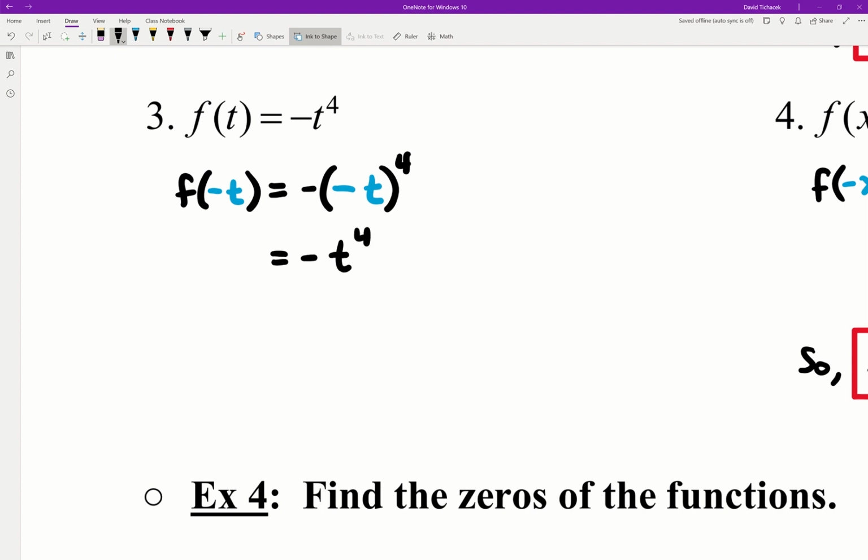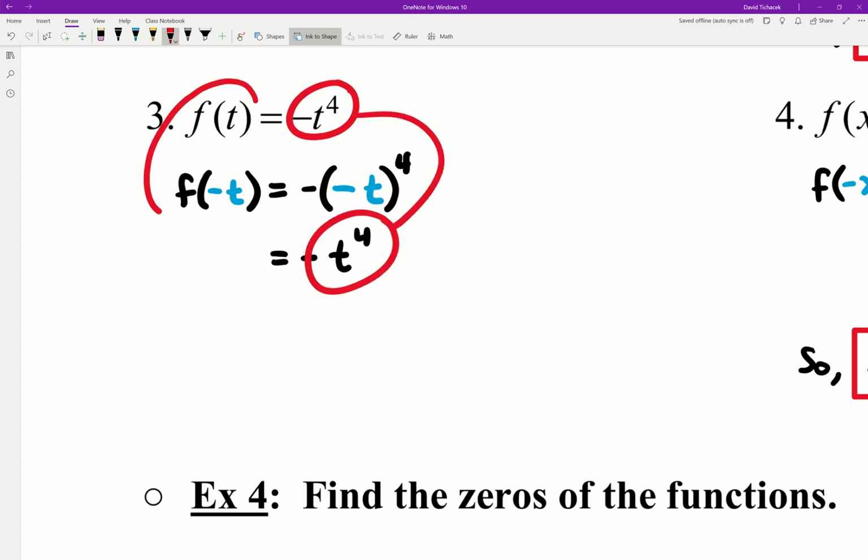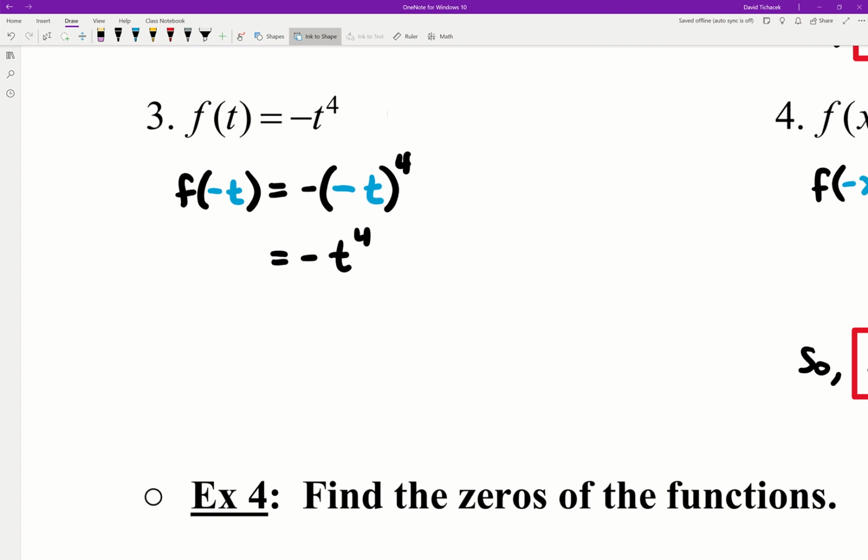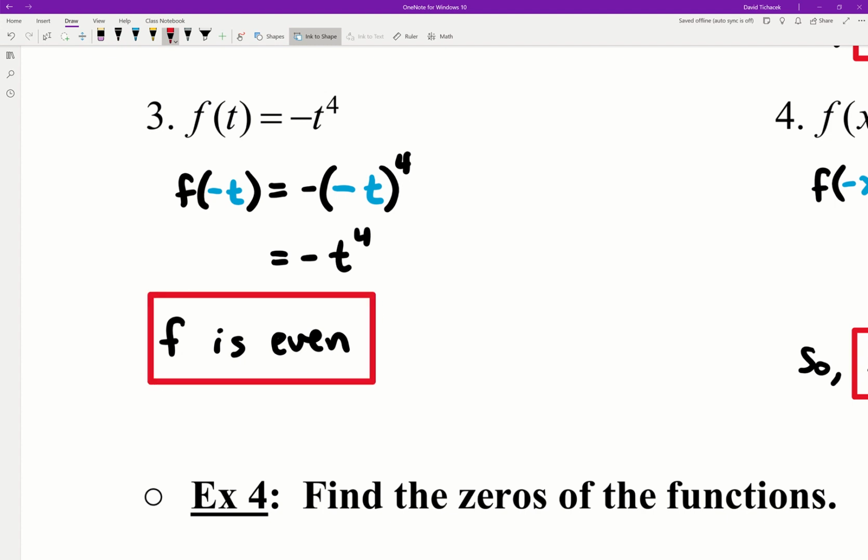Okay, and you'll notice that that is identical to what we started with up here. So f of t is going to be equal to f of negative t, because we ended up getting the exact same result for both. And so what we would conclude here is that f is an even function. If we were to graph it in our graphing calculator, we would find that it does have symmetry over the y-axis. So f is even there. Okay.